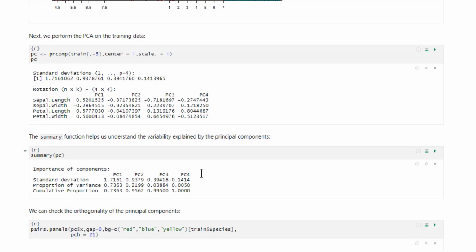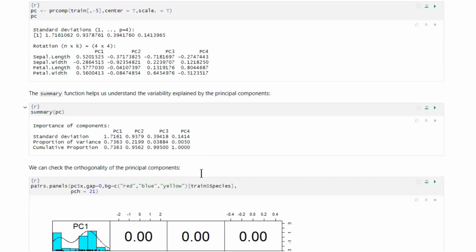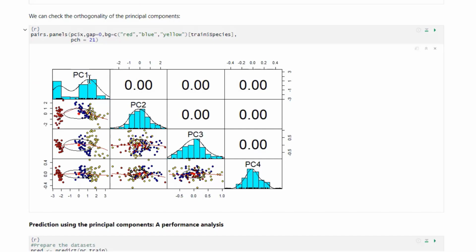and we can still ignore two of the dimensions. We can check the orthogonality of the principal components by using the pairs.panel. Notice that the pairwise correlation between these principal components is all zero, which means that they are all pairwise uncorrelated. So there is no information overlap between these principal components.